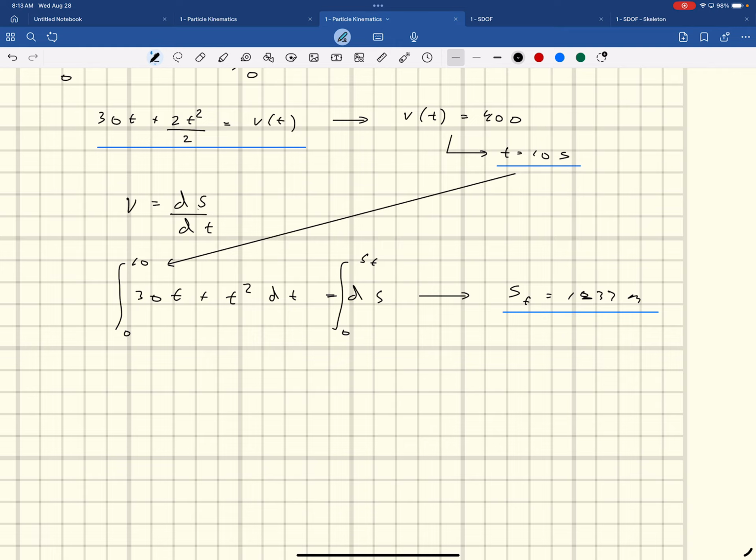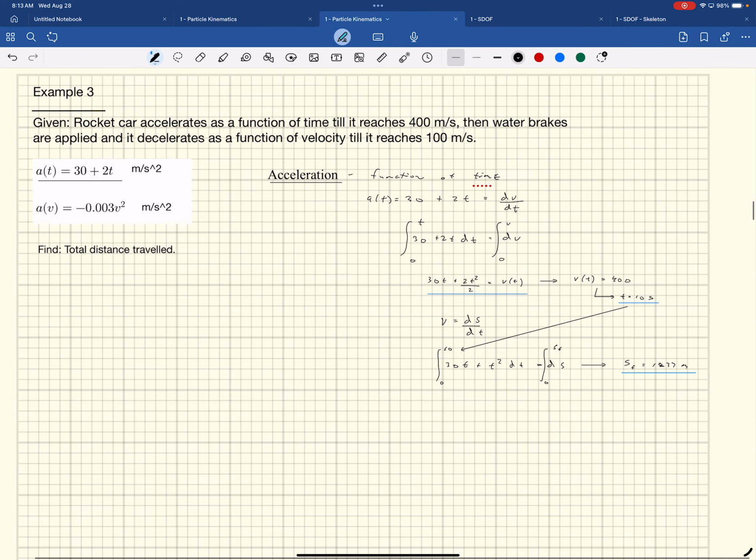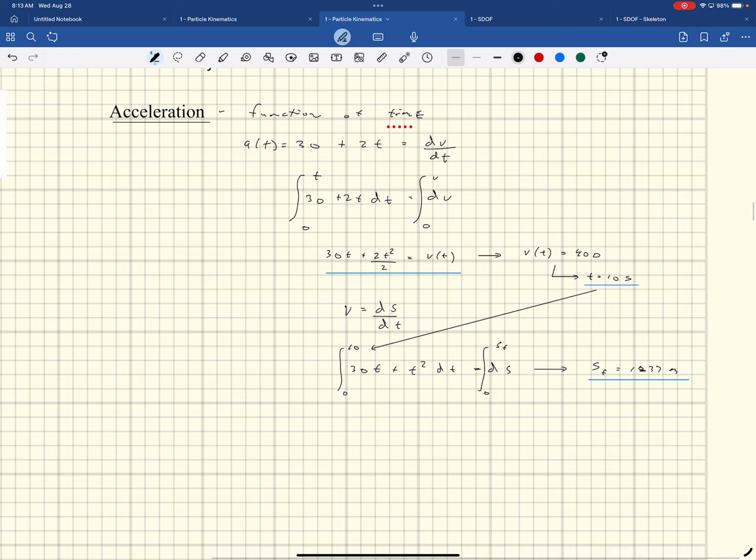These are just partial answers, right? That's just what's happening during the acceleration phase. And so that's pretty straightforward. Since it's a function of time, we just integrate with respect to time. We integrate the acceleration to give us velocity, integrate the velocity to give us position, okay? And so there's the position right there. Okay, cool. Any other errors that I've made in there?